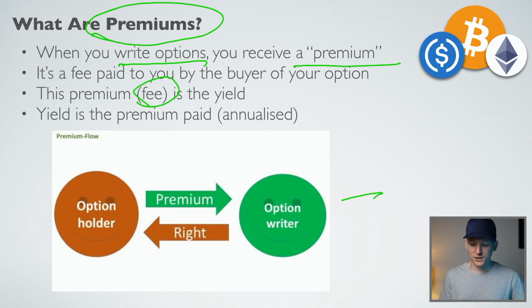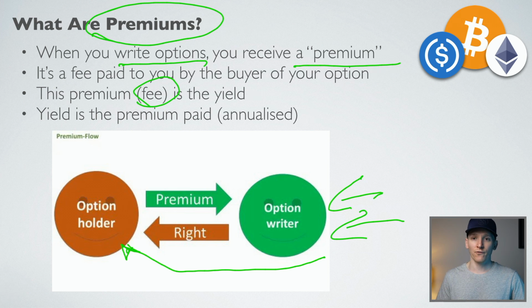So we are actually the options writer. So we are that person, and we are giving someone else the right to do something in the future, the option to do something in the future. And for that, they pay us a premium. That premium is our yield.